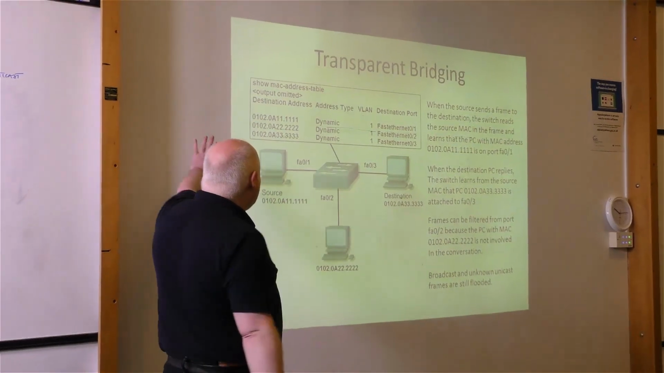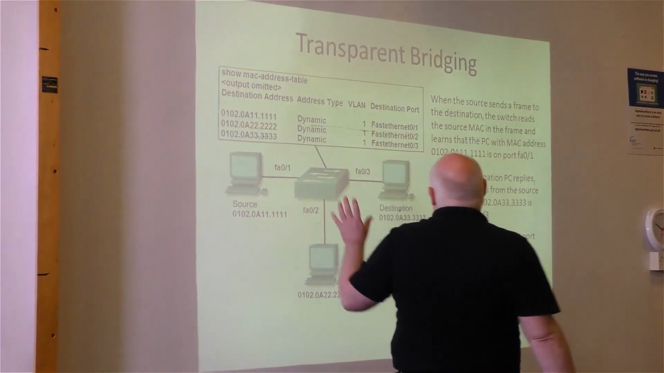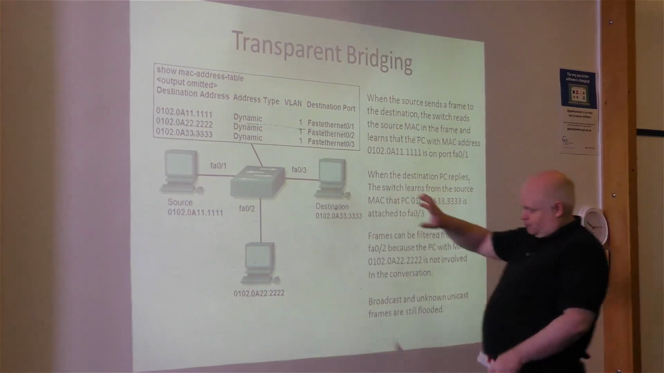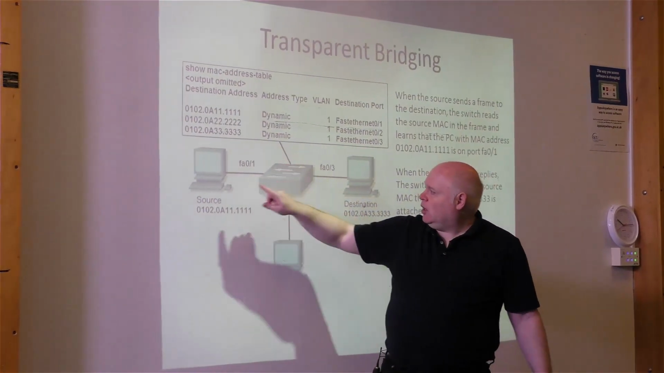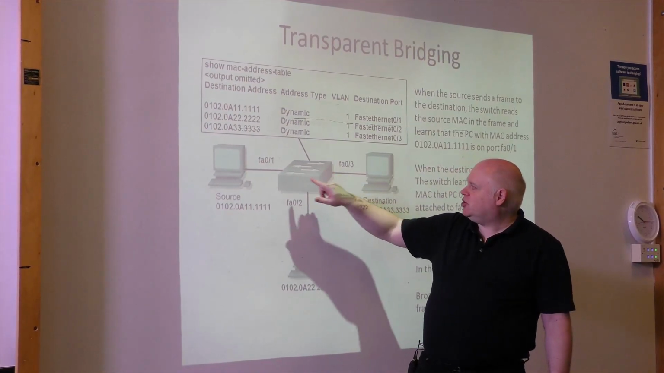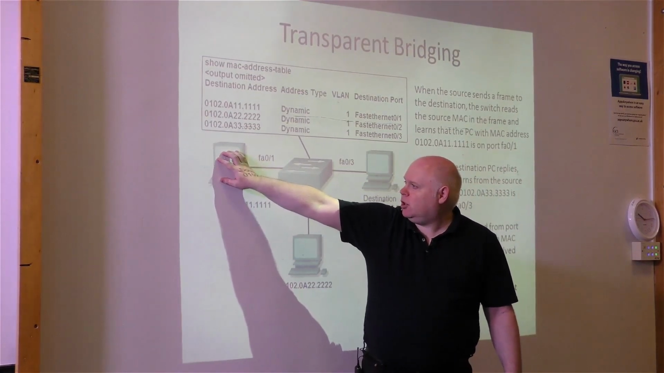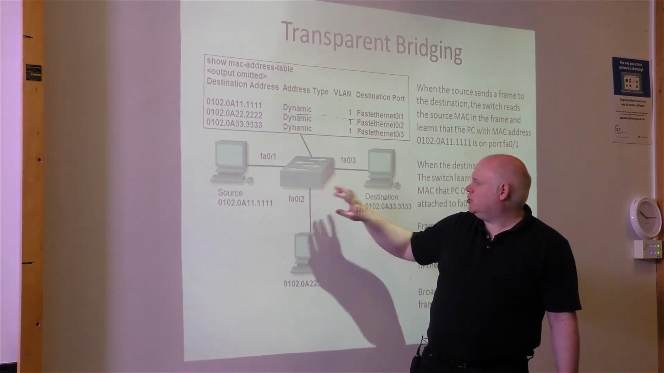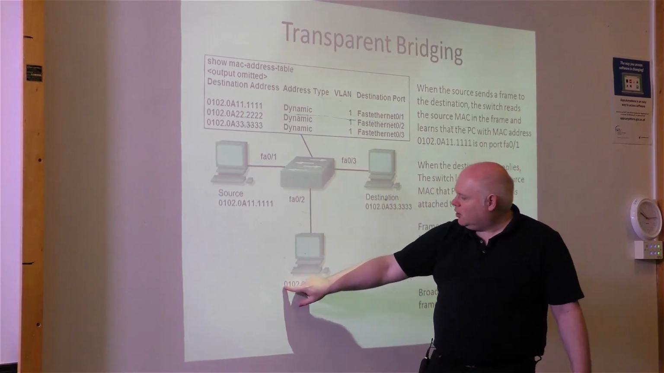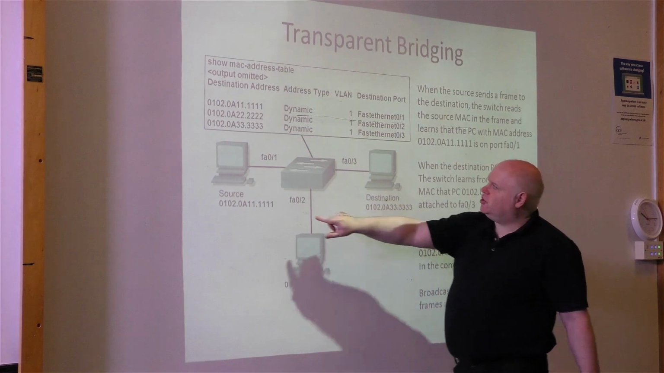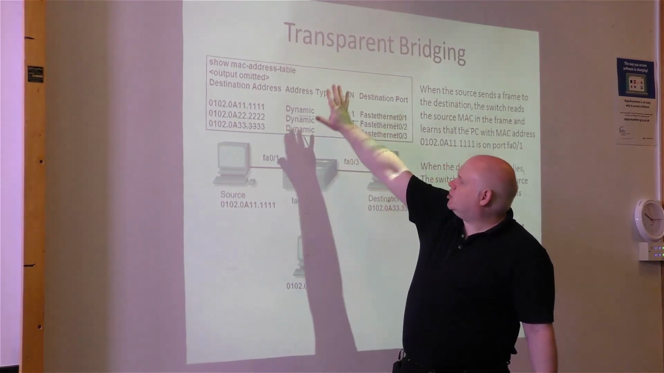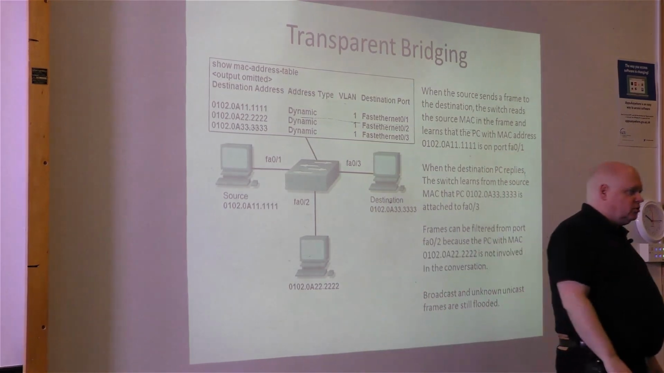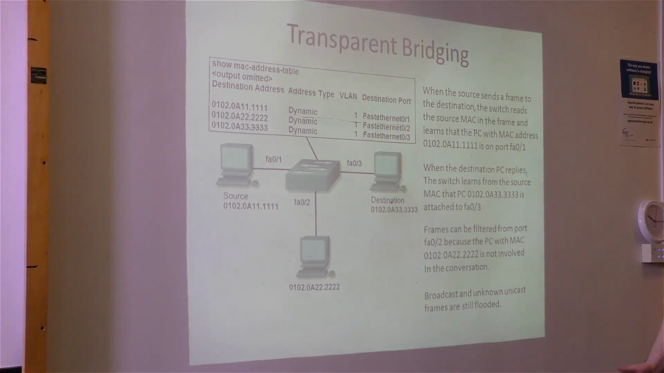So this slide here is pretty much showing what I talked about in that example. We have a switch with 3 computers attached to it. Machine number 1 is attached to port 1, machine number 2 to port 2, and 3 to port 3. They all have their individual MAC addresses, and these are stored in the bridging table of the switch, which in Cisco is called the CAM table.